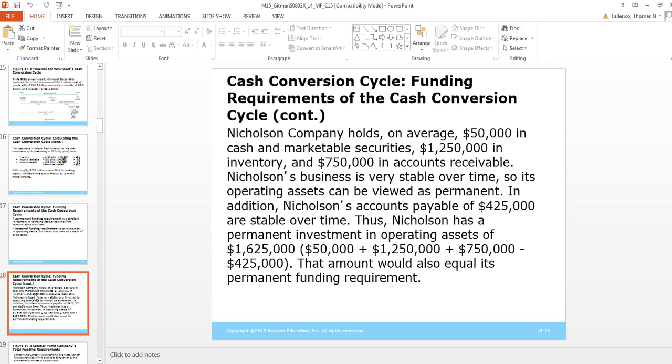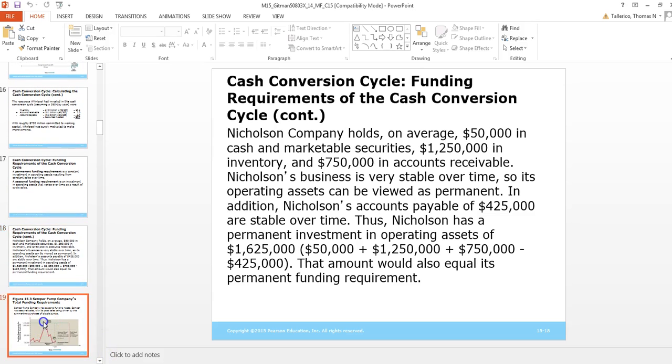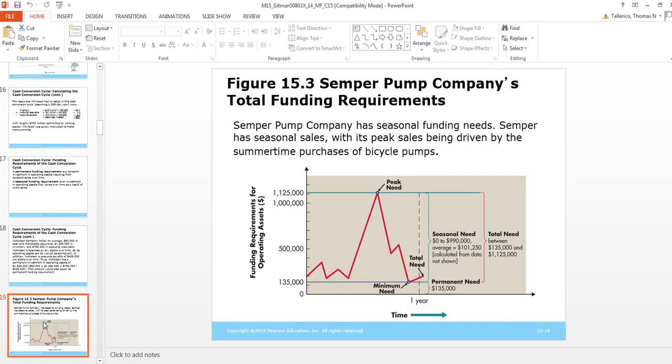Here's another nice example of the cash conversion cycle. I suggest you go over this slide carefully. This is another figure that shows the cash conversion cycle, and you can clearly see the total funding needed. Here's the seasonal, and the permanent funding is 135,000, and then you have the seasonal funding here. So here's your total funding requirement as a function of the permanent and the seasonal funding.